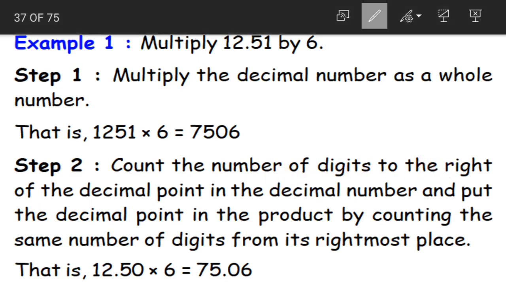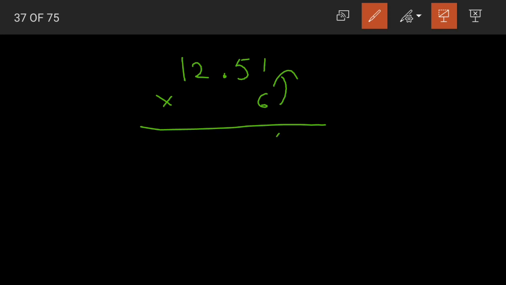Example, we are having another example here. Multiply 12.51 by 6. Again, children, ignore the decimal point and multiply as we normally do. 6 ones are 6, 6 5s are 30, 0 here 3 carried, 6 2s are 12 plus 3 15, 1 carried, 6 ones are 6 plus 1 7.